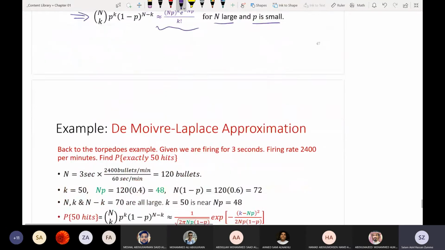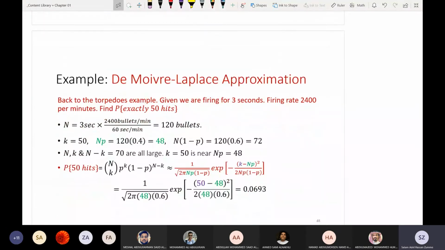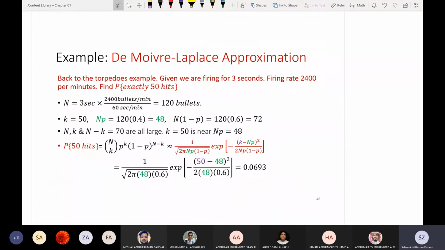Let's try to solve the same question now. Back to the torpedoes. دكتور تفضل.